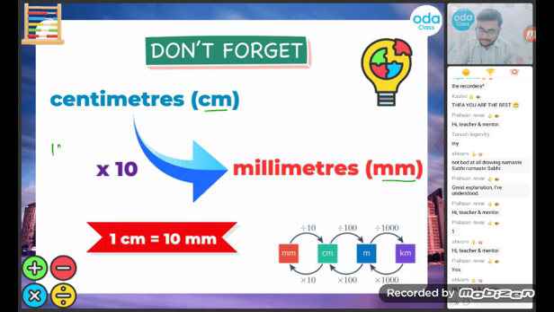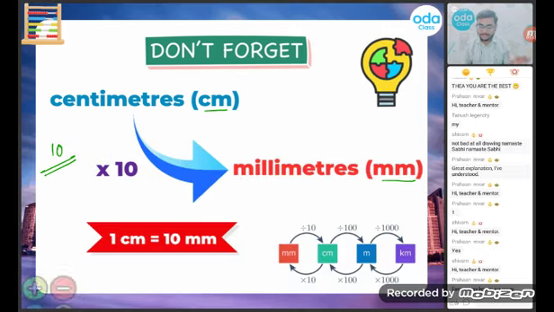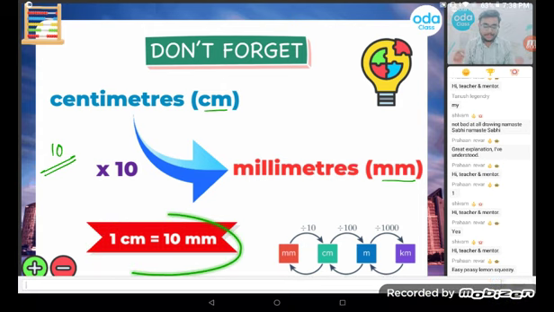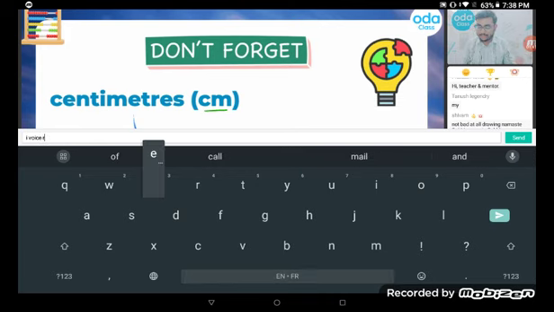Everyone should write 10 in the chat box. Write 10 quickly. Multiply by 10, very very important, because 1 centimeter is equal to 10 millimeter. Everyone should write it, children, and no one should leave the class. Okay? Done? Centimeter to millimeter, 10.